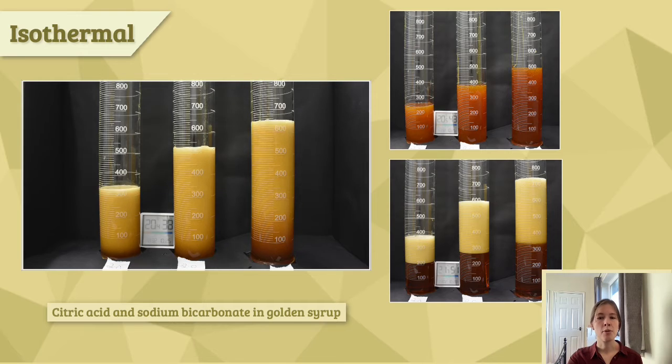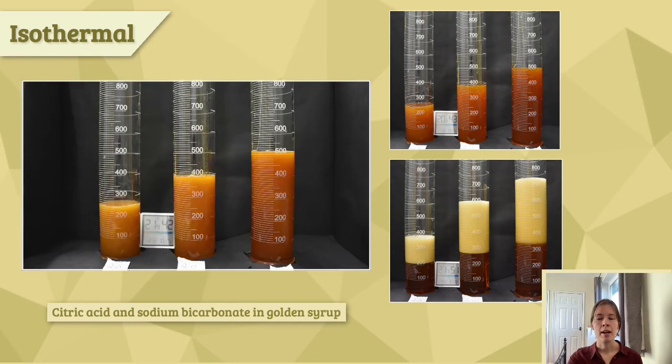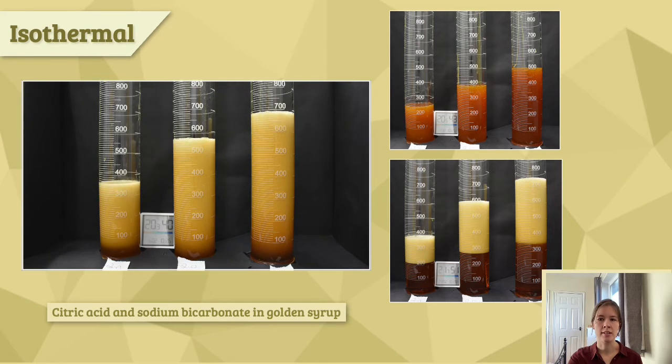We create an isothermal bubble suspension by combining citric acid and sodium bicarbonate in golden syrup. The chemical reaction between the two reagents produces carbon dioxide bubbles. As the bubbles develop, they rise through the golden syrup to form a foam at the top. By adding different quantities of reagents, we can control the gas volume fraction that is generated.